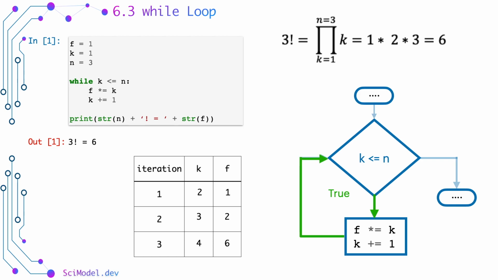Next, the while loop checks the condition again: 4 less than or equal to 3. This is false, so the expression of the while loop is not executed, and the while loop terminates.